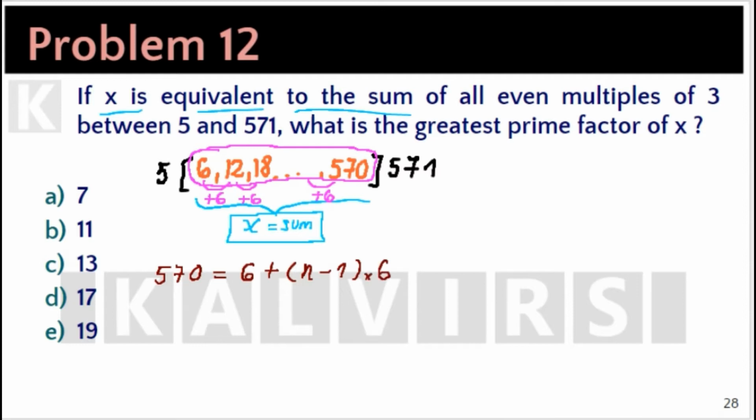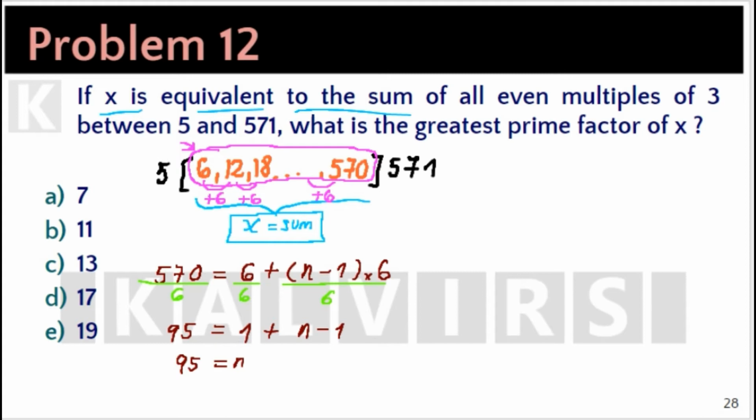We can divide everything by 6 here. 6 over 6 and over 6. This is 95, which is 1 plus n minus 1. Finally, the number of numbers that lie right here is 95. There are 95 even multiples of 3 between 5 and 571.